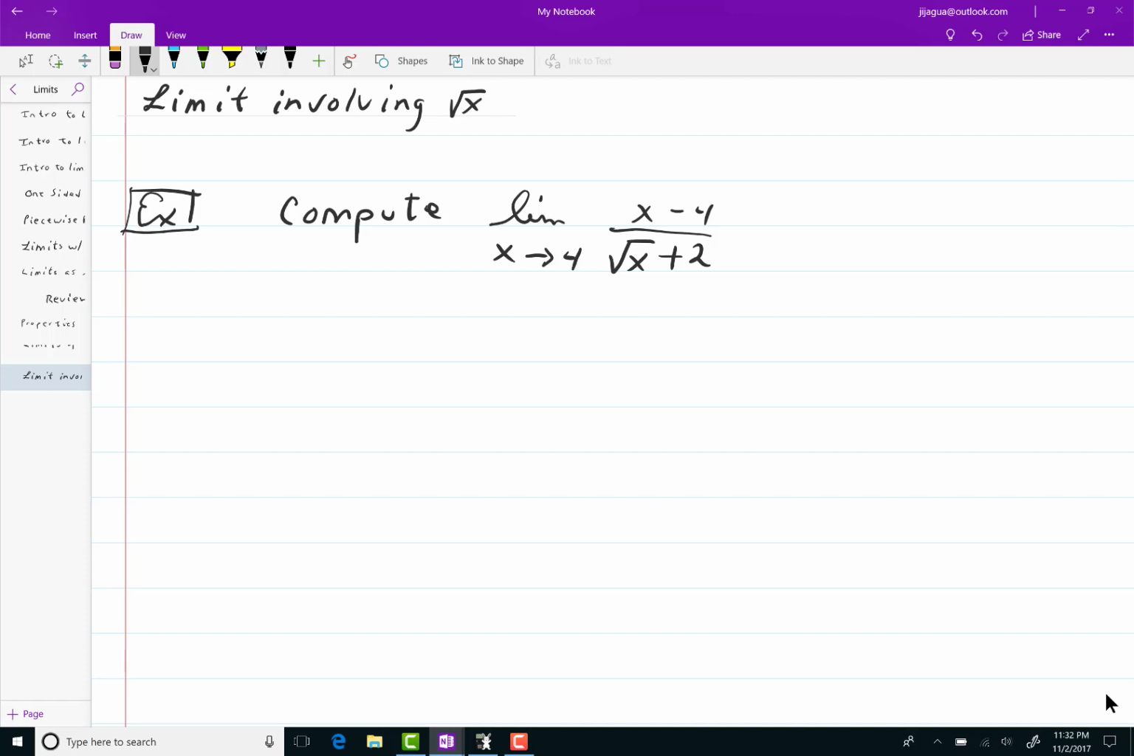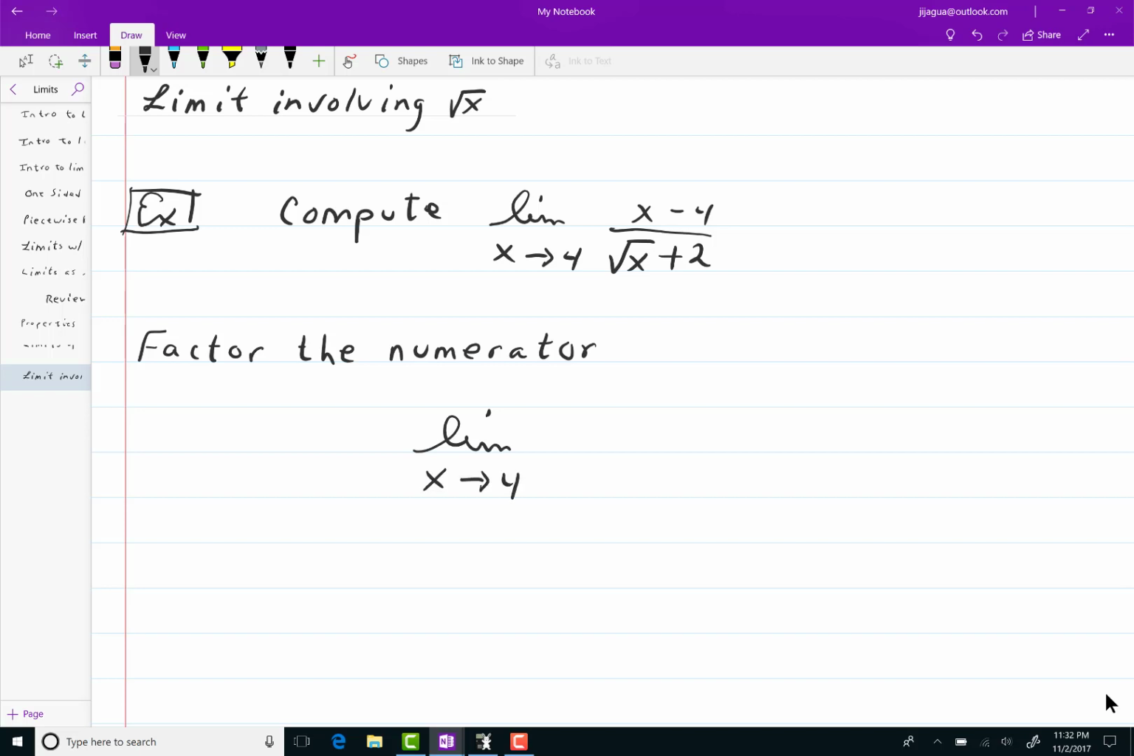Remember, the first thing you want to do with these problems is to try to plug in the target value, x equals 4. If you try to plug it in, you'll end up with 0 over 0 like before, so you have to do something algebraic if you want to do this by hand. So I'll show you what I'm talking about.